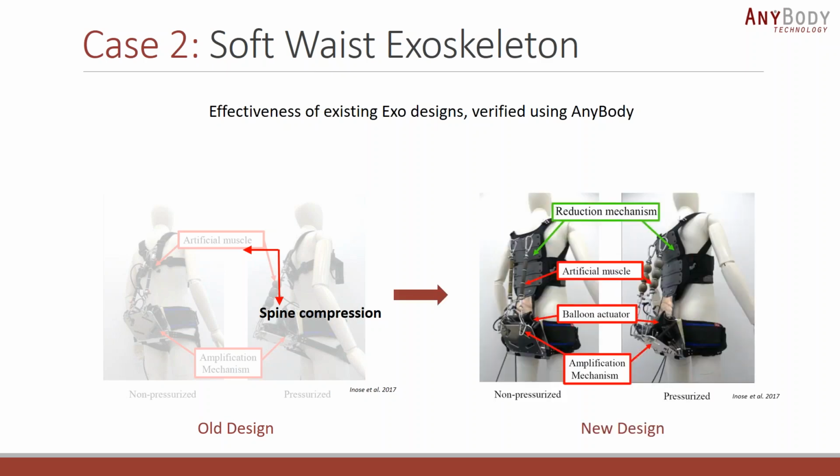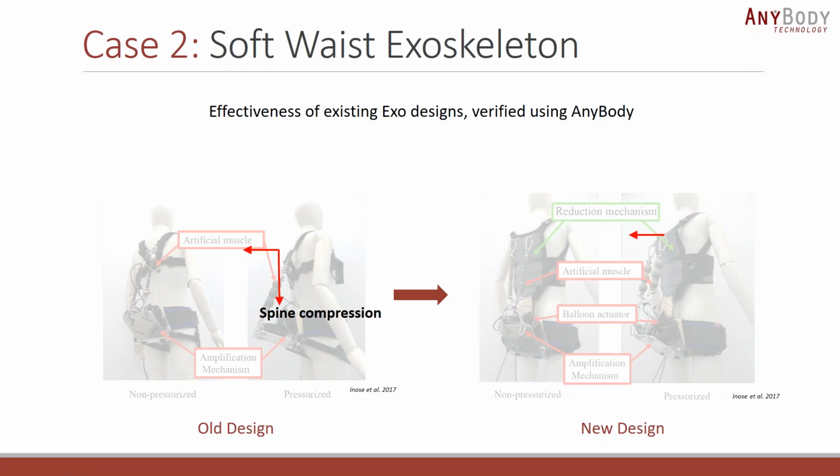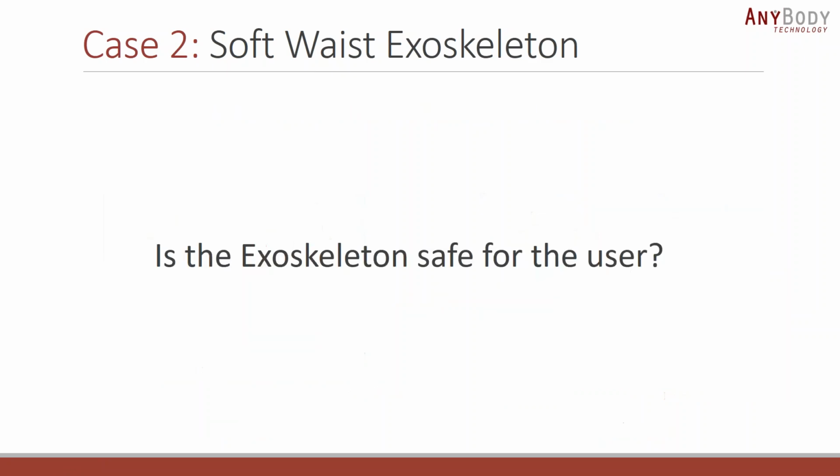So they created a new version of the exoskeleton with a force reduction mechanism. This is the mechanism that you see marked out in green. It's essentially a flat spring which deforms and absorbs the spinal compression forces. So one component of the force of the pneumatic actuator is eliminated in a way. They wanted to use AnyBody to compare these two designs and see what the pros and cons of each were. The general question was: which of these exoskeletons is actually safe for the user?